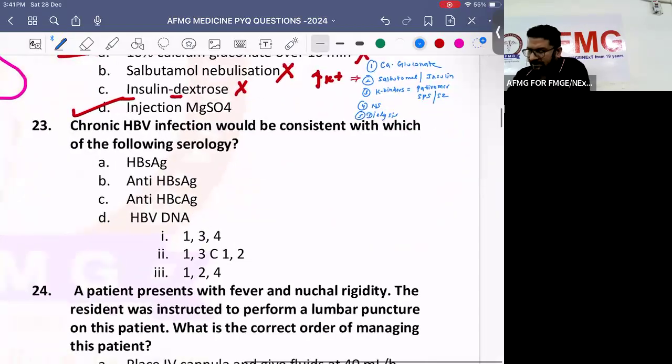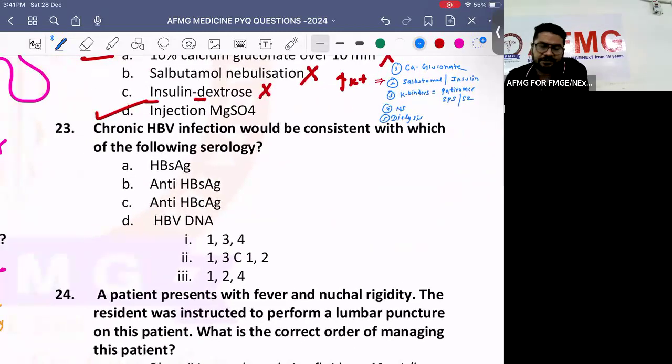Okay, next one is easy. Again, it looks big, but it is an easy question. Try to answer. What do you think?